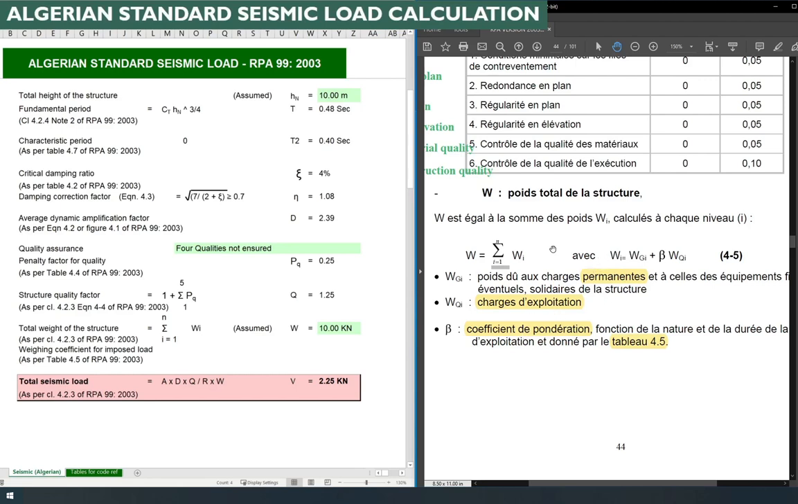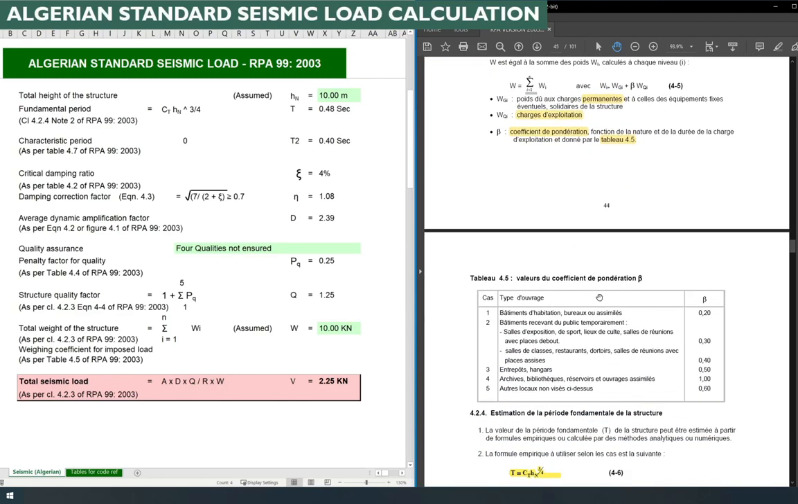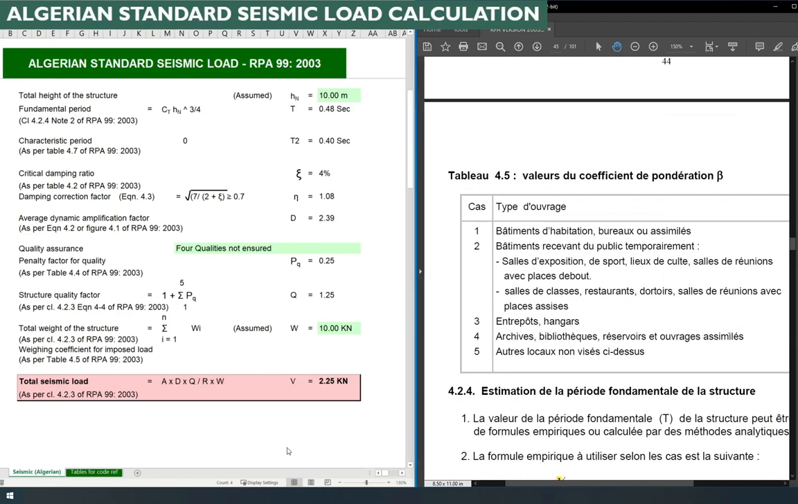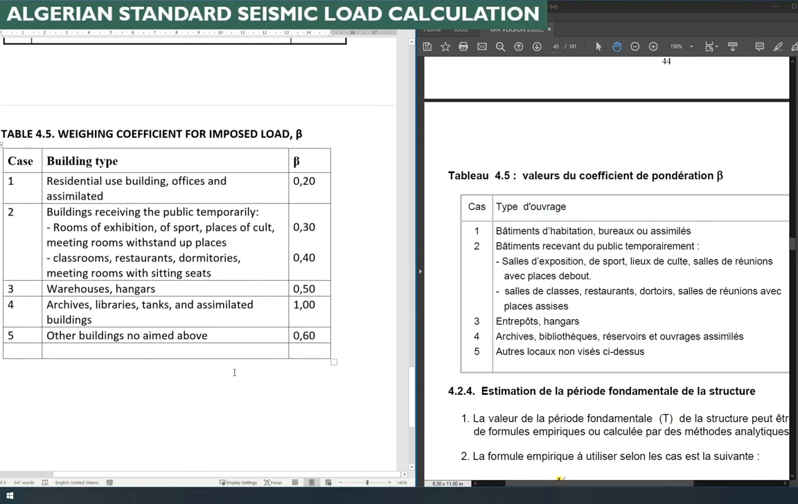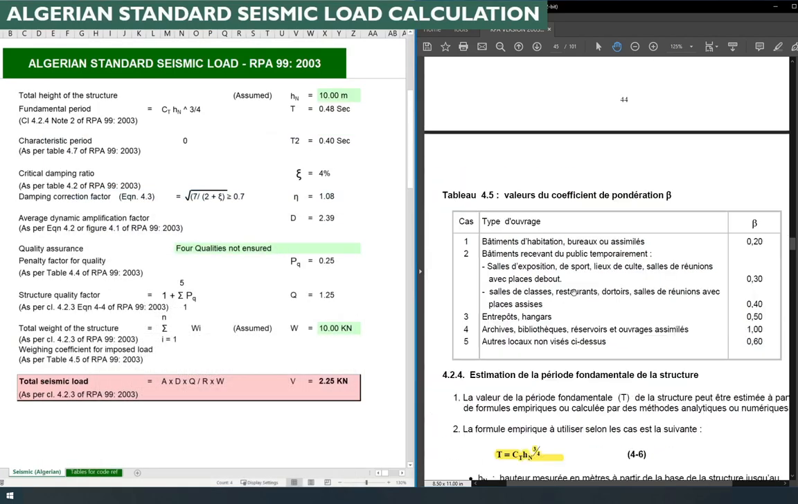For that beta value, we need to refer to table 4.5, which is just below here. The English version you can see on the left hand side. There are 5 cases. For building type residential use, buildings, offices and assimilated, the beta value is 0.2. For buildings receiving the public temporarily, such as rooms of exhibition of sport, places of cult, meeting rooms, stand-up places, classrooms, restaurants, dormitories, meeting rooms with sitting seats, it is 0.3, and 0.4. Warehouses and hangars are 0.5. Archives, libraries, tanks and assimilated buildings are 1, and other buildings not named above are 0.6. These are the same as mentioned here.